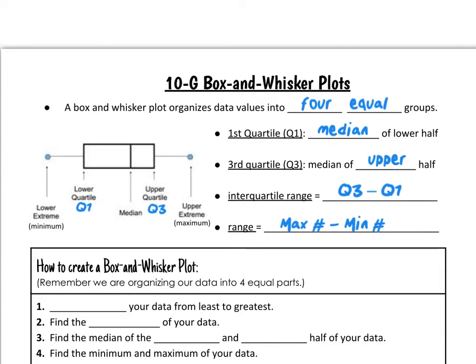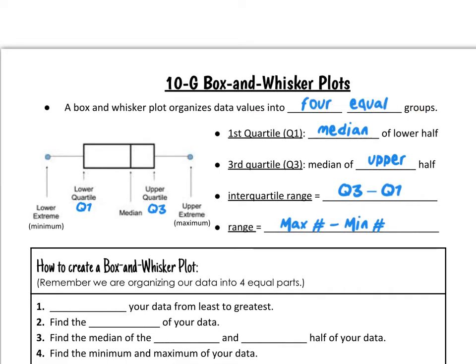Okay, so the Box and Whisker plot. I know it's a funny name, but the reason why it gets its name is because, as you can see, there's a box in the middle, and then there's these line segments sticking out. So those are what we call the whiskers. And here it says a box and whisker plot organizes data values into 4 equal groups.